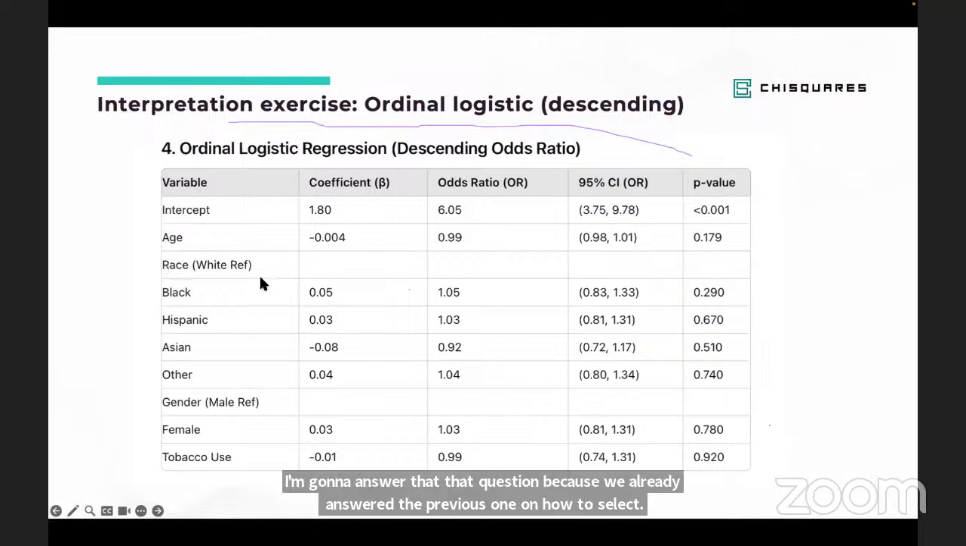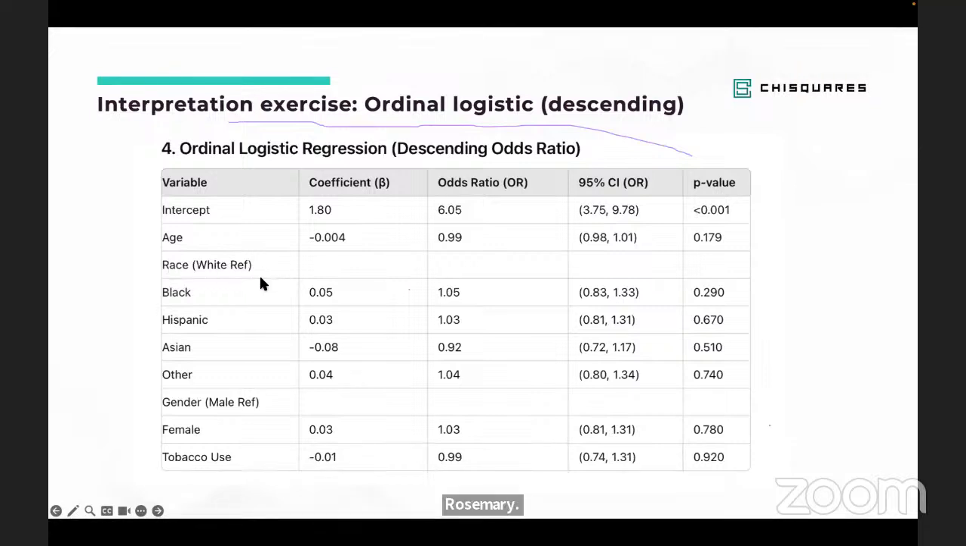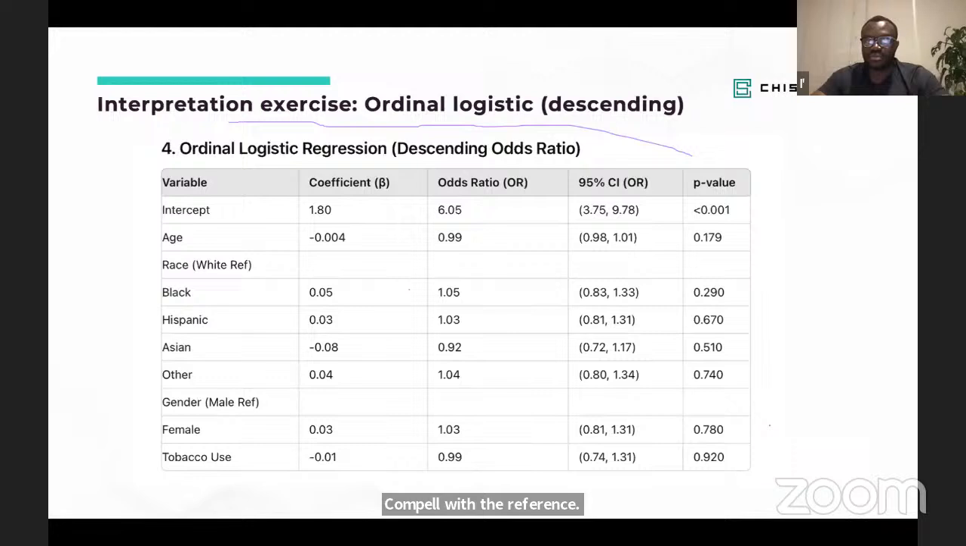I'm sorry, Rosemary, please confirm. Yes, I was asking not about the reference group now. What do you compare with the reference group across the other variables? Exactly what, like Black, Hispanic, Asian.